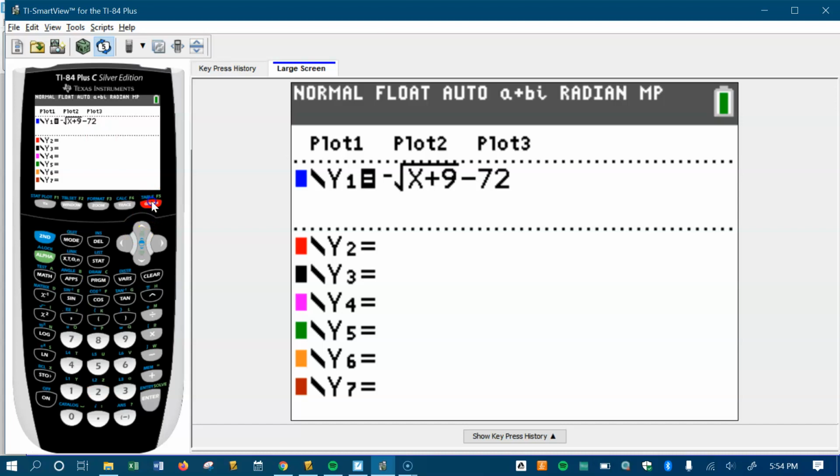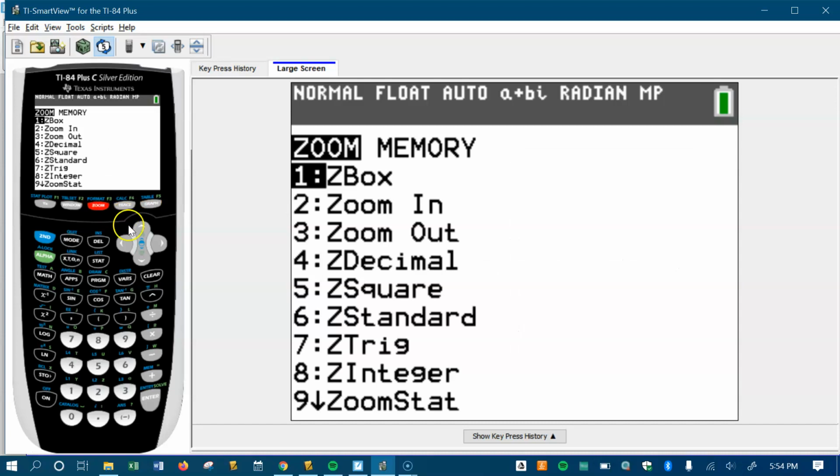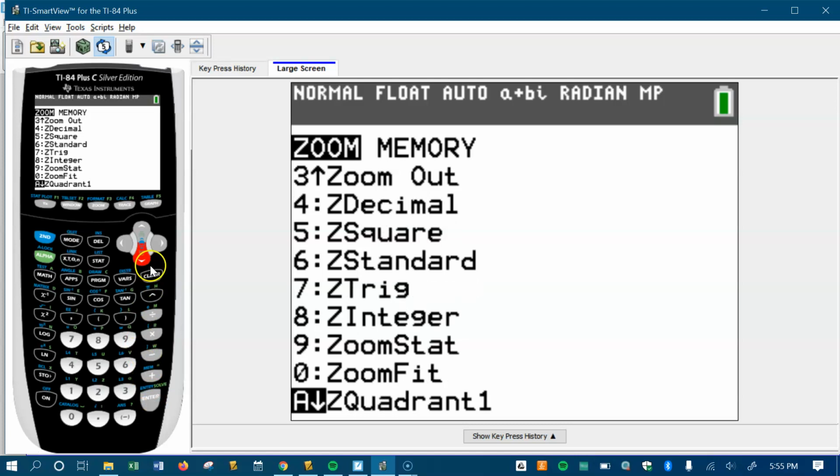Okay, let's hit graph. Now the problem is I'm not going to see the graph very well, because that minus 72 is a big, big number. So what I'm going to do is zoom, and go to fit. Fit is down at the bottom. I could do zoom out, that would work. Zoom fit will automatically find the graph.